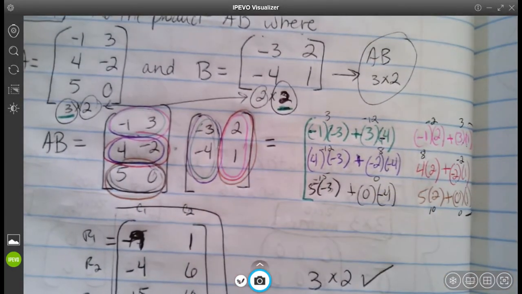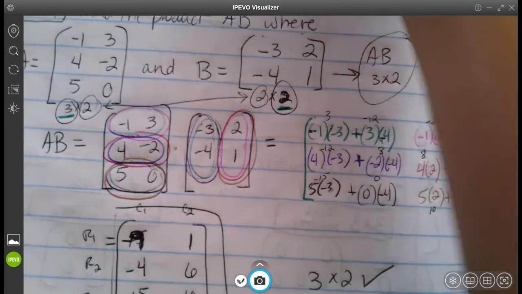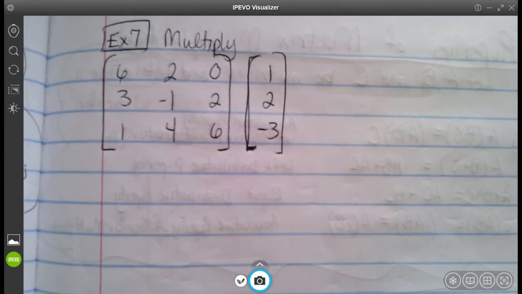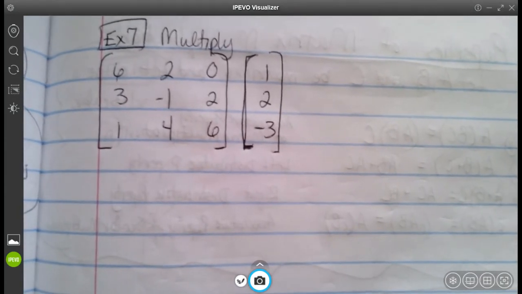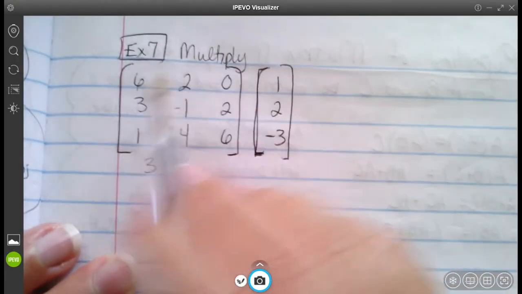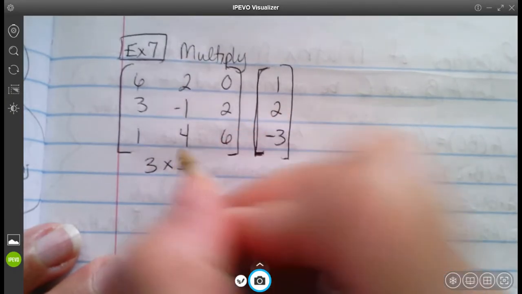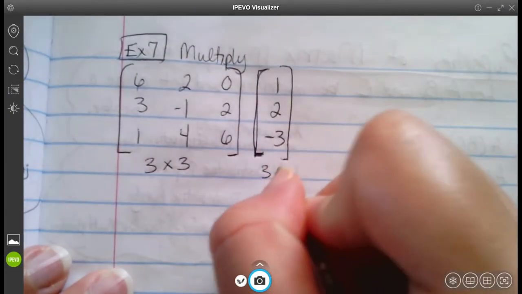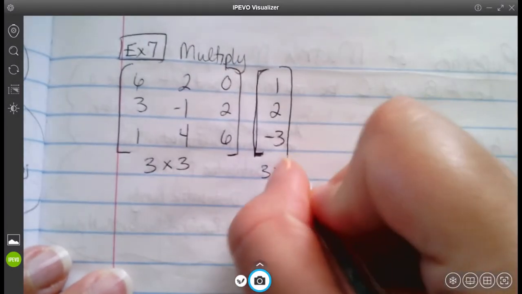Okay, let's go ahead and try a couple more just so we can get the practice. So let's go to the next page. We have multiply this guy now. Okay, so the first thing I'm going to do here is I'm going to get the dimensions again. So we have 3 rows, so we have a 3 by 3 columns. So 3 by 3. This one is also 3 rows, but it's 1 column.